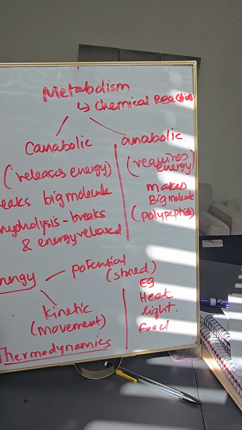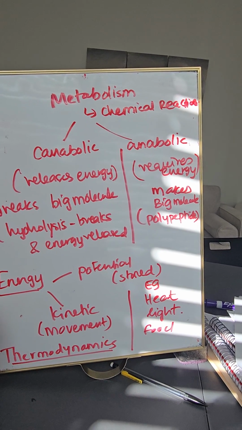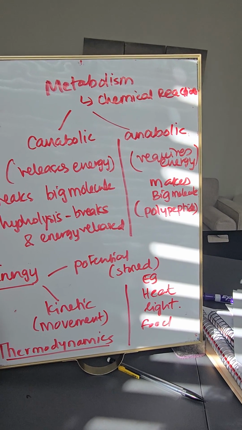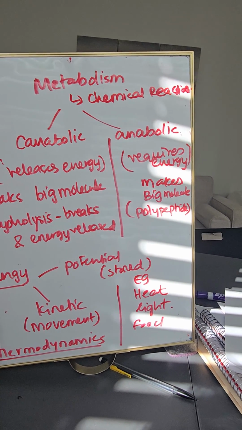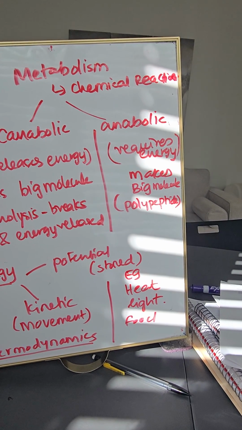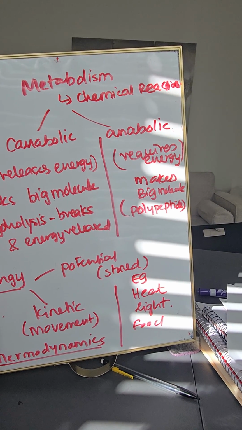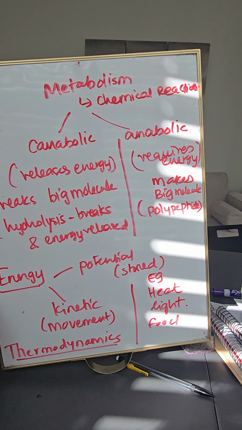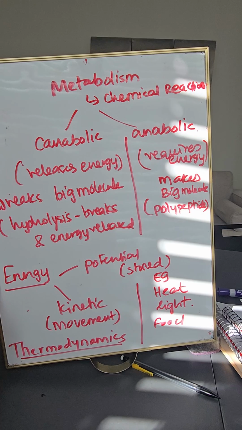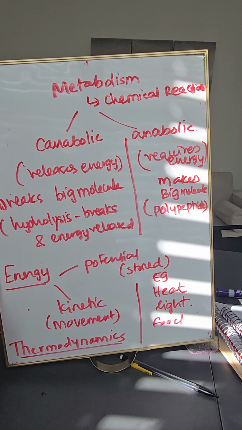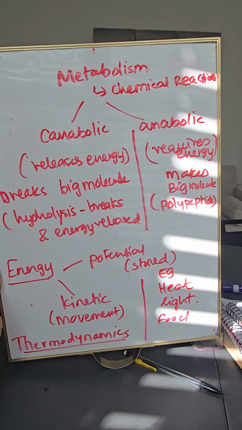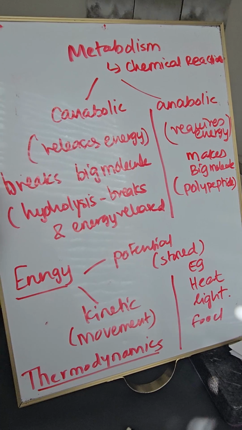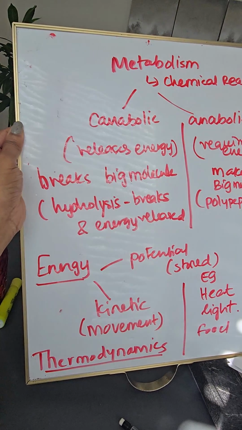Whereas an anabolic reaction requires energy to drive the process, and usually it is making a big molecule. For example, you have all these amino acids put together by dehydration synthesis. Your polypeptide is formed, right? The polypeptide is formed, which is basically making a bigger molecule, where energy is required for this reaction.